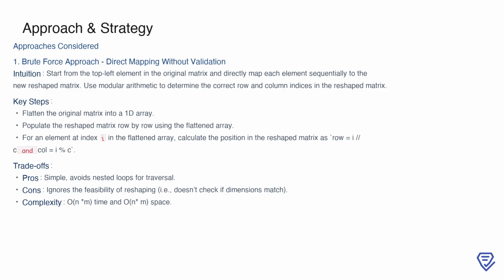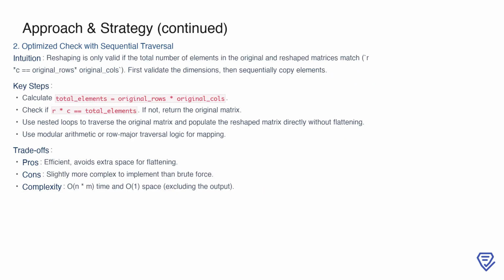the intermediate flattened array. Now, let's move to a more optimized strategy that starts with validating whether reshaping is even possible. The reshaping process is only valid if the total number of elements in the original matrix matches the number required in the reshaped matrix. This can be expressed as r*c equals original_rows * original_cols. If this condition isn't met, we simply return the original matrix unchanged.